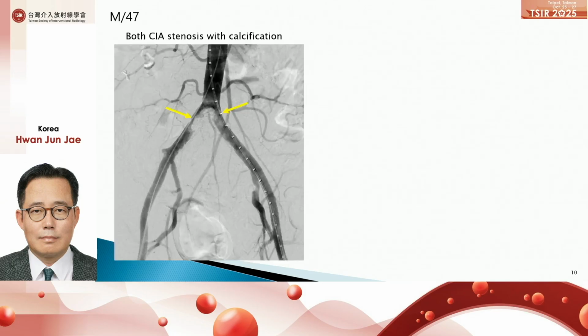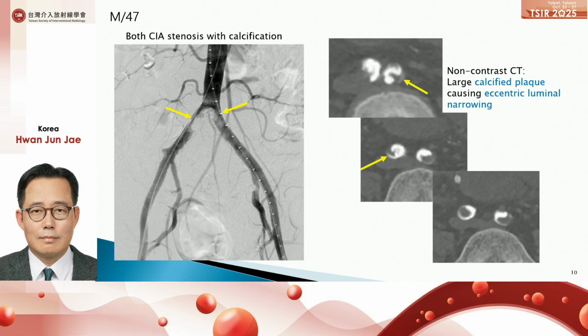This is another case with common iliac stenosis with calcification. Here we can see a large calcified plaque around the aortic bifurcation, and non-contrast CT shows this large plaque causing eccentric luminal narrowing. So I think that we need to deploy a balloon expandable stent with higher lateral force. Also, there might be some possibility of vessel rupture.